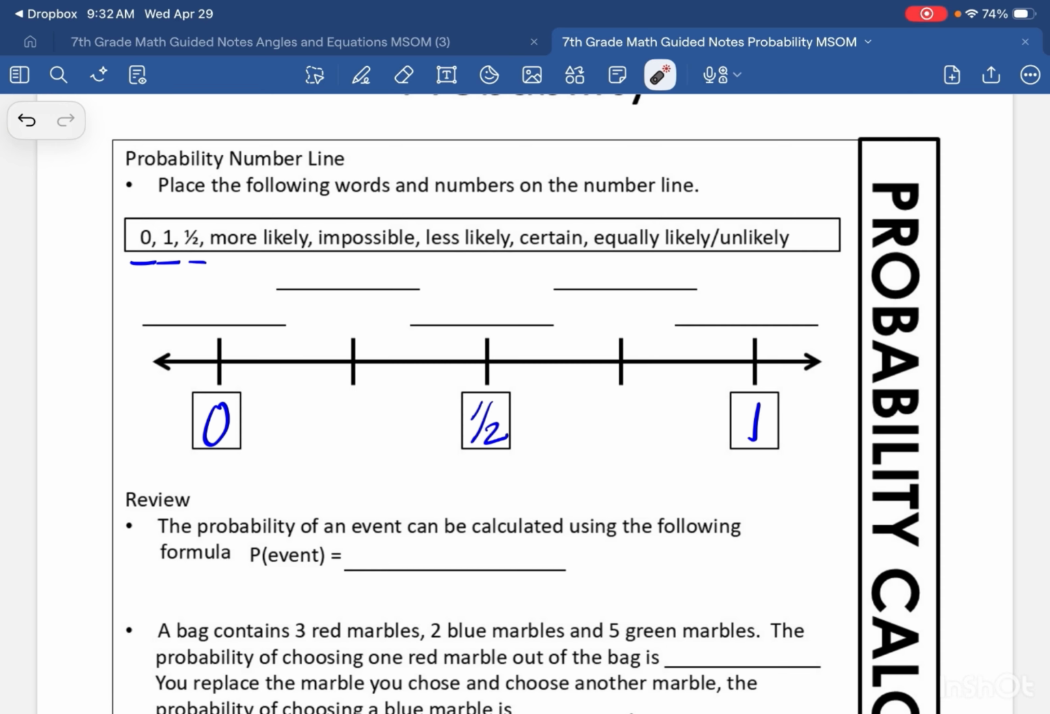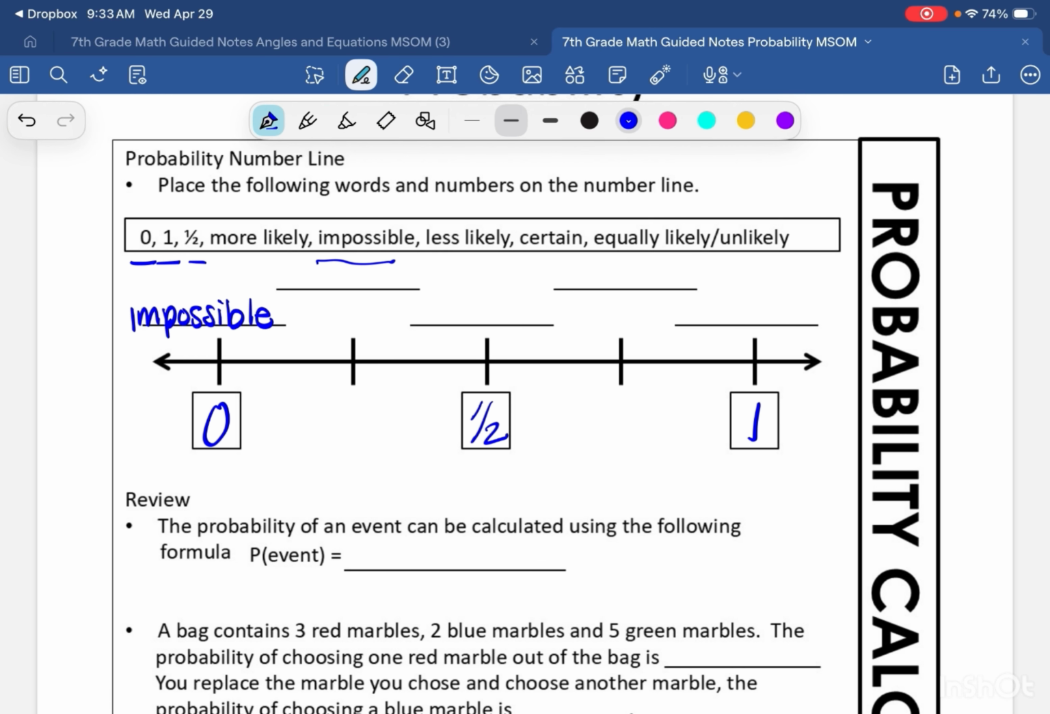Let's start with 0. If something has 0 probability, then it is going to be impossible for that thing to happen. For example, you could say the probability that my cat is going to have wings is 0. That would be impossible. Let's do 1. 1 means that something is certain to happen. Maybe the probability tomorrow that it is going to rain is 1, meaning it's certain that it is going to rain tomorrow.